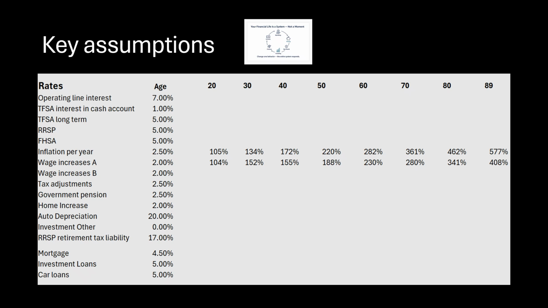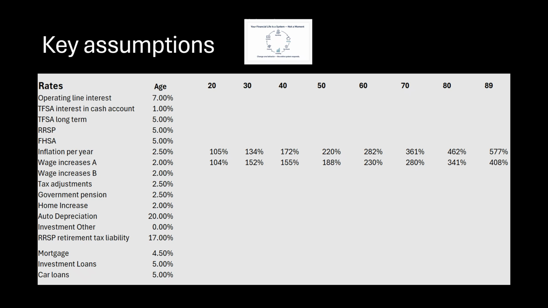Investment growth rates determine how each type of account grows over time. TFSA, cash account, at 1%, represents a conservative, low-risk cash position. Useful for liquidity but not long-term growth. TFSA, long-term, RRSP and FHSA are at 5%. Assumes a balanced long-term portfolio. Investment other, 0%, as these are used for assets that don't appreciate.